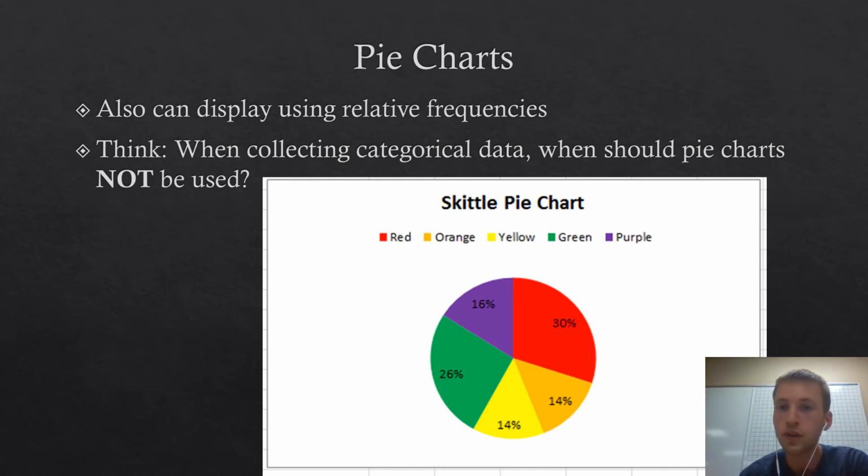All right, so when should you not use a pie chart when collecting categorical data? The main issue when it comes to a pie chart is that it has to add up to 100% or the whole population. So if we have a situation where somebody could fall into more than one category, that's when you don't want to use a pie chart, because then you're going to have the same individual counted in multiple categories. So for example, if we were to ask, what fall sport are you in?